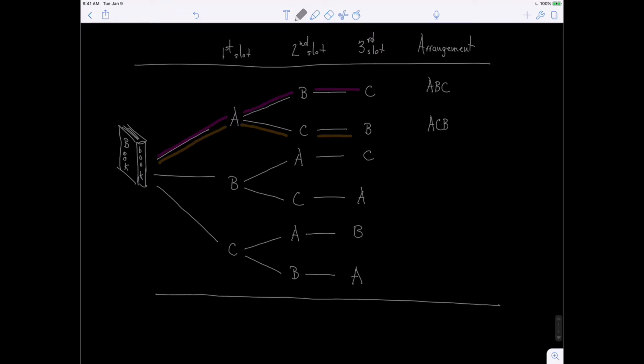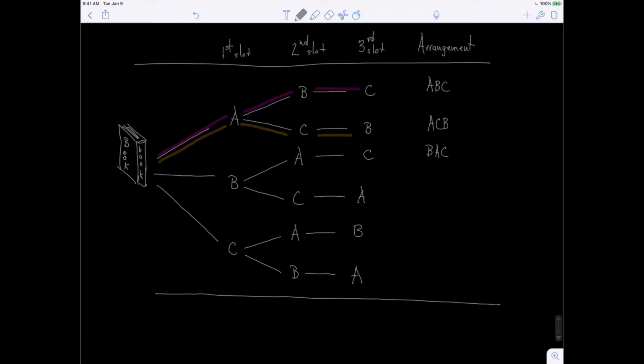I would encourage you to pause the video here and try to write the rest of these arrangements and see if yours match mine, and then we'll go from there. But I'll continue on right now quickly. Hopefully you paused the video and tried this yourself. So my next arrangement will be B, A, C. My next arrangement will be B, C, A. My next one will be C, A, B. My final arrangement is C, B, A.